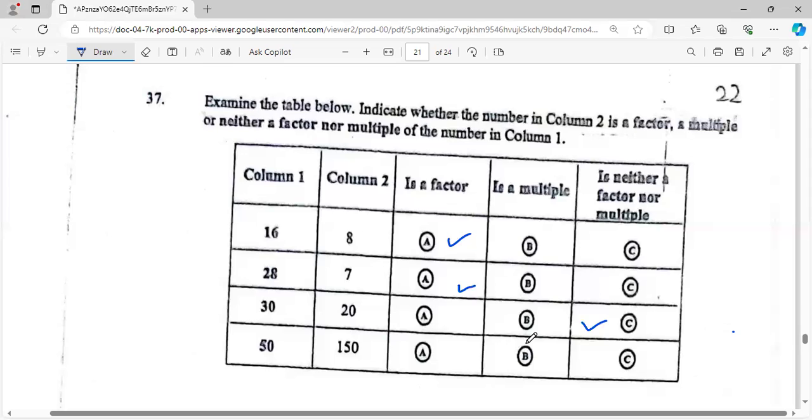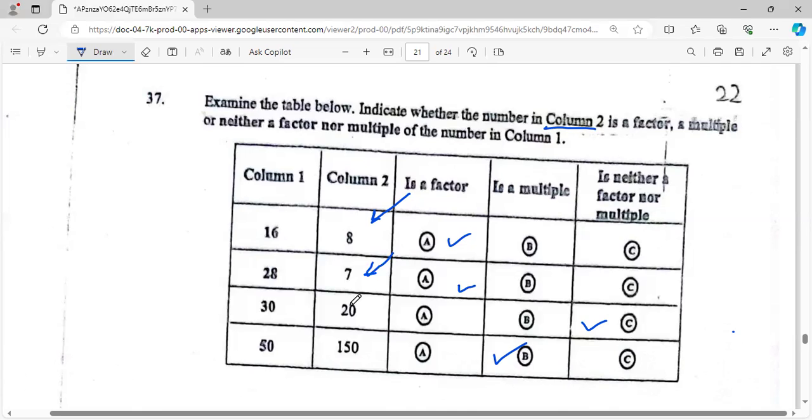All right, let me throw it out to the class now. These are Juvain's answers. Do we agree? Yes, sir. Any disagreement? Yes, sir, we agree. Yeah, it's correct. So guys, notice how they're smart. You have to read column 2 first. So it's like you're saying, is 8 a factor of 16 or a multiple of 16? That's how you have to read it, from column B. Is 7 a factor or a multiple of 28? And these are correct. Both are factors.